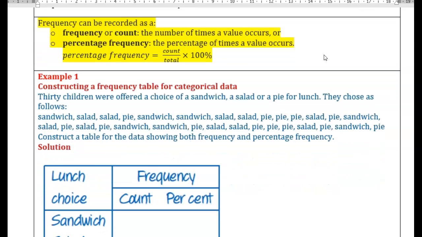Frequency can be recorded as frequency or count, which is the number of times a value occurs, or a percentage frequency. It's very important that you take note if a question asks you to find the frequency, that you just report the number, or if it asks for a percentage, that you go ahead and calculate the percentage if it's not given to you. To calculate the percentage frequency, you do the count divided by the total times 100%.